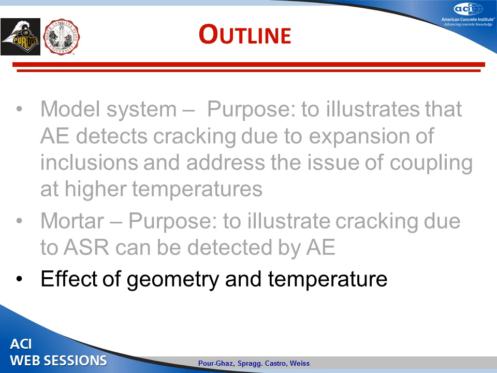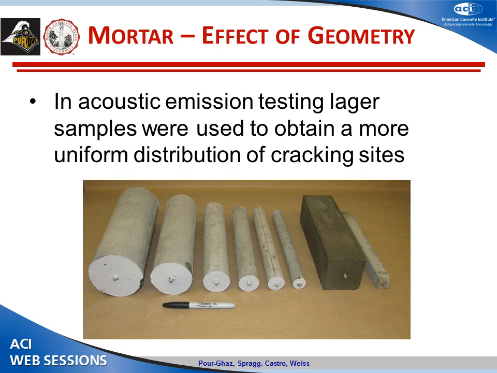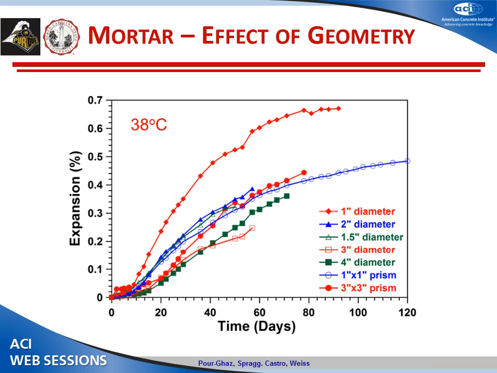Now, we use a larger type of sample and we use a different temperature. I just wanted to briefly discuss these effects. One of the studies that we did to look at this a little more closely is looking at different sizes and different geometries of sample, to see what implication that has on our test. You can see we have a full range of cylindrical samples and prism samples. Now here are the expansion results. Again, this is at 38 degrees.